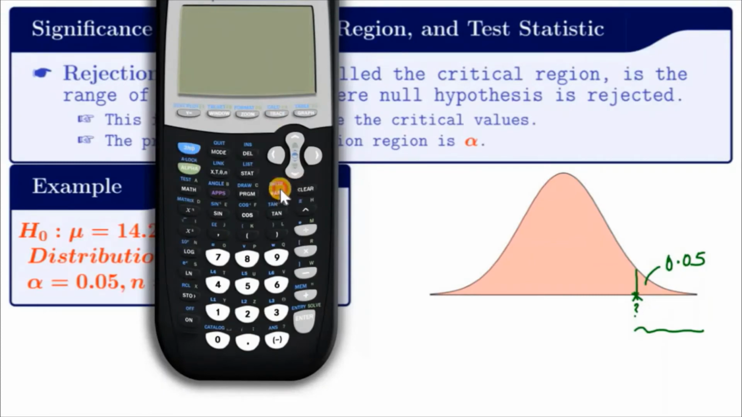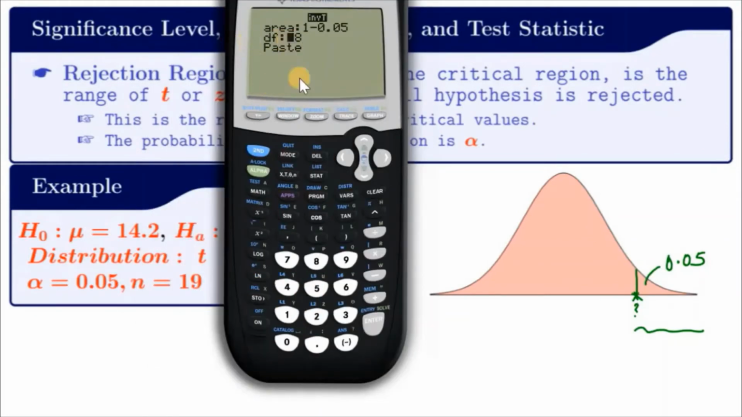Then go to second distribution. We'll be using number 4 where it says invT. So that's what you need to select. Select that. Then this takes area to the left. So if we are looking at this point here, the area to the left of this point will be 1 minus 0.05. Our degrees of freedom is n minus 1 and here our n is 19. So 19 minus 1 is 18. So let's enter that, then hit enter.